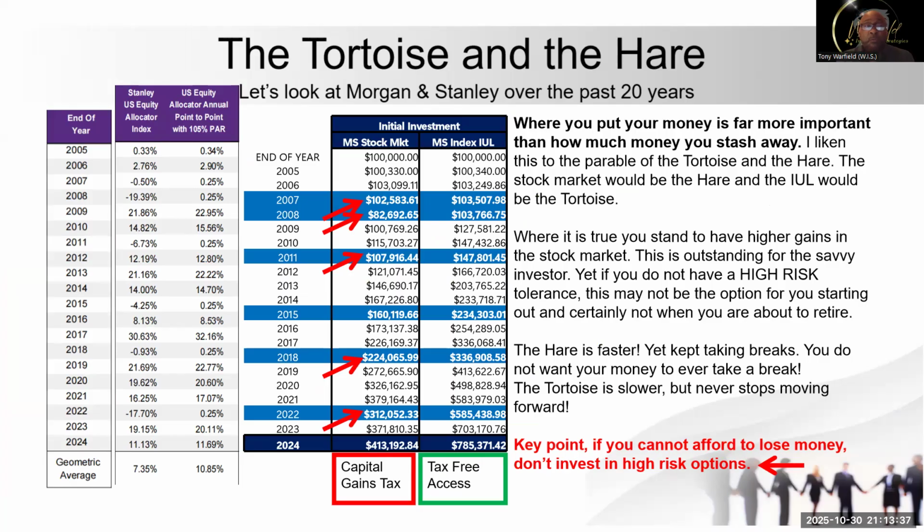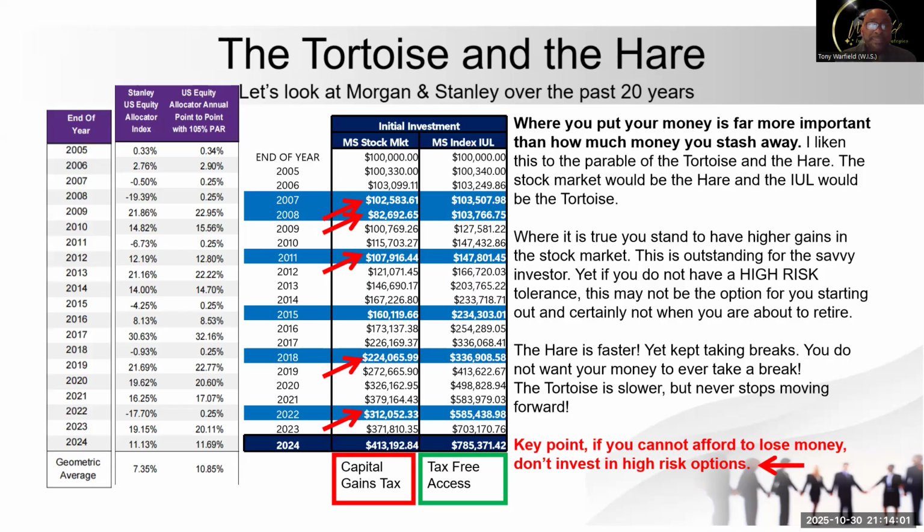So what does that mean? So if we take a look at a good example here would be Morgan Stanley, right? Over the past 20 years, Morgan Stanley's stock has about an aggregate of 7.35%. The return for the IUL was about 10.85%. Why? Because if you look at the market, when the market was going up, the market was going up.